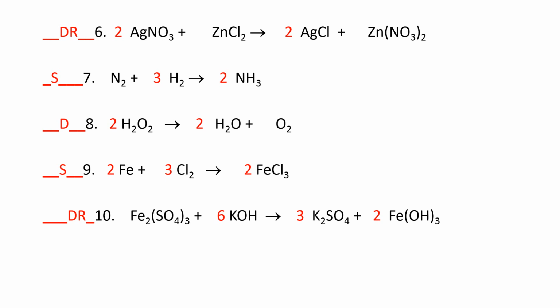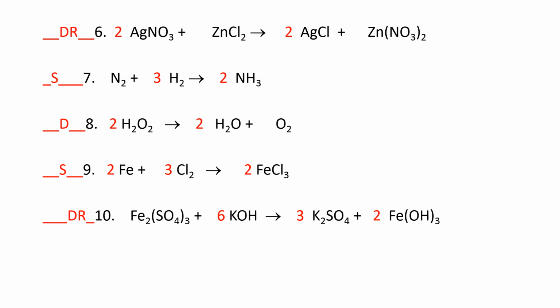Number 6 is a double replacement reaction. We have 2 compounds on the reactants and 2 compounds on the products, with those positive ions switching places. So we have silver nitrate and zinc chloride. When they switch places, they're going to produce silver chloride and zinc nitrate. Number 7 is a synthesis reaction. We have nitrogen plus hydrogen producing ammonia. So multiple reactants, a single product.